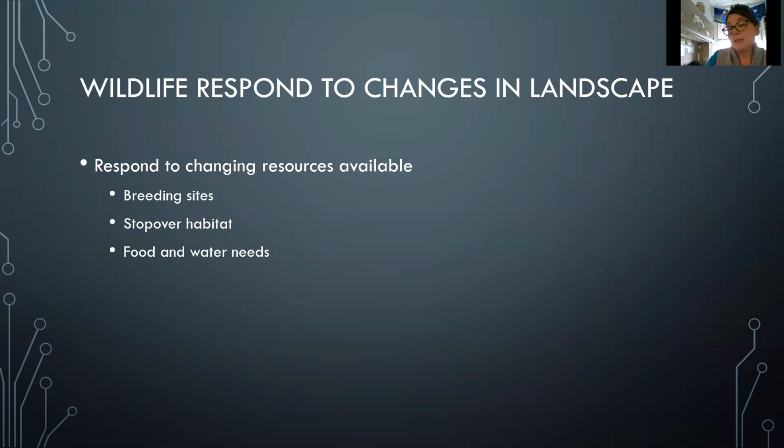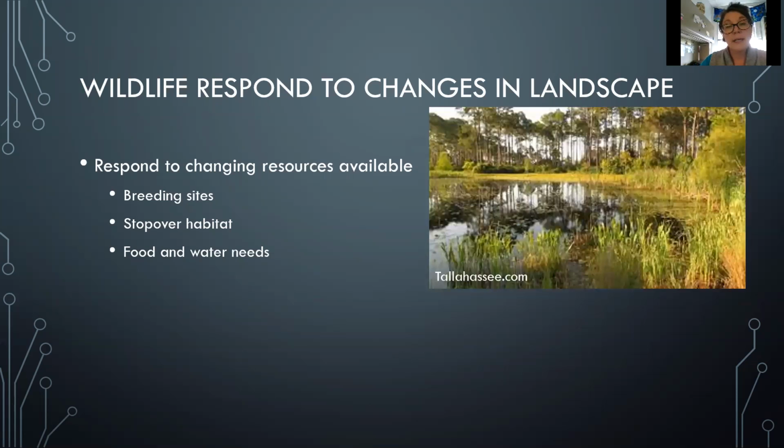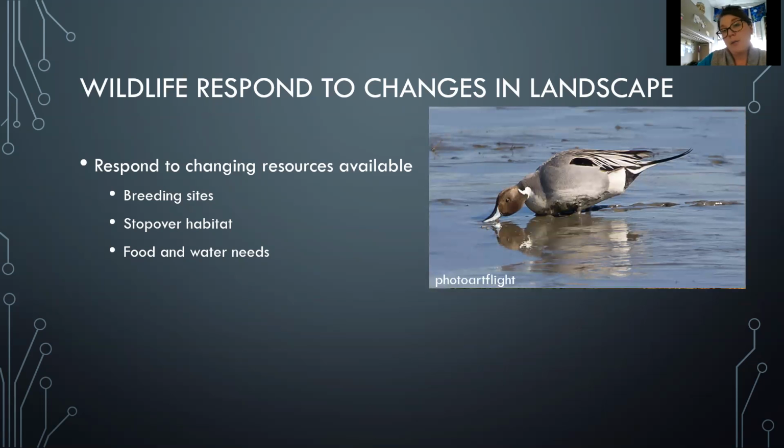And some of those resources would include things like breeding sites or nesting supplies, things like that. Migratory birds, as they're moving over a landscape, are going to cue in on specific types of habitat that they might use as stopover. And then, of course, for energetic needs, they're going to be eating and drinking different things on this landscape.